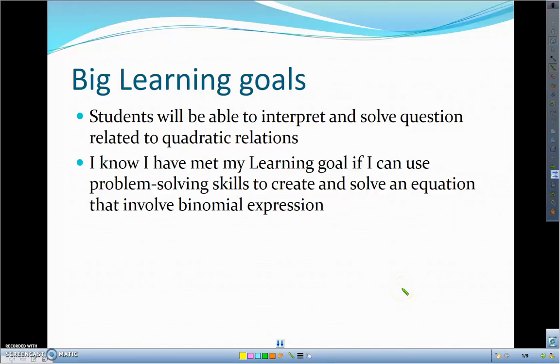Back, and we're going to go through our final lesson of Unit 3, which is quadratic expressions. Our overall big learning goals: students will be able to interpret and solve questions related to quadratic relations, and you've met these learning goals if you know how to create and solve an equation that involves binomial expressions, and we can extend that to trinomials that can be factored.